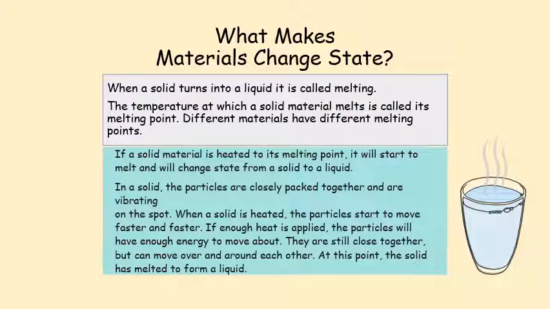When a solid turns into a liquid, it is called melting. The temperature at which a solid material melts is called its melting point. Different materials have different melting points. If a solid material is heated to its melting point, it will start to melt and it will change state from a solid to a liquid. In a solid, the particles are closely packed together and are vibrating on the spot. When a solid is heated, the particles start to move faster and faster, and if enough heat is applied, the particles will have enough energy to move about. They are still close together, but can move over and around each other, and at this point, the solid has melted to form a liquid.